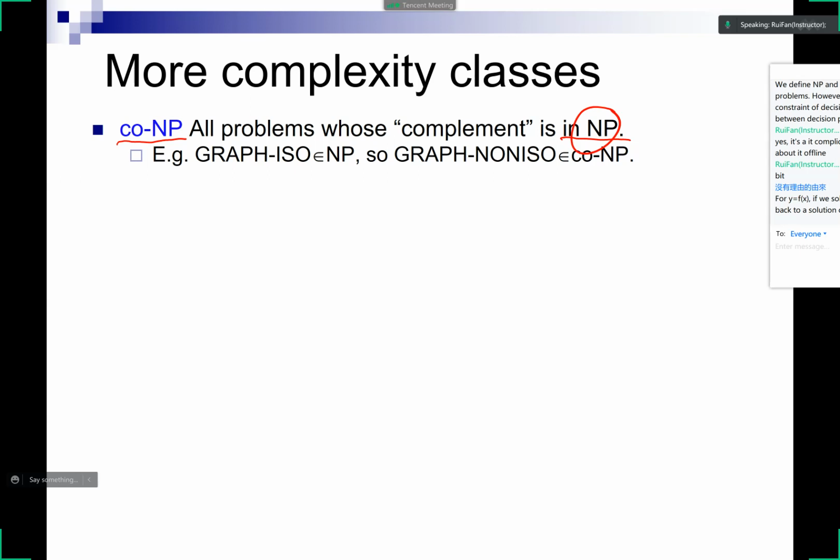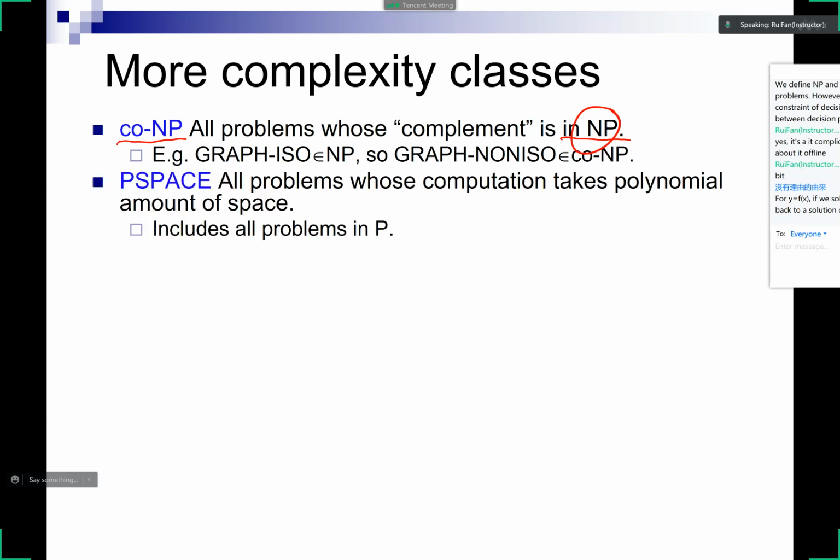So P is a complexity class, NP is a complexity class, and there are many, many complexity classes. There's another one which we'll talk about later called PSPACE. That's also a set of problems, all problems which you can solve in a polynomial amount of space. So P is all the problems you can solve in polynomial time, and PSPACE is all the problems you can solve in polynomial space. It turns out that all problems in P also belong to PSPACE.